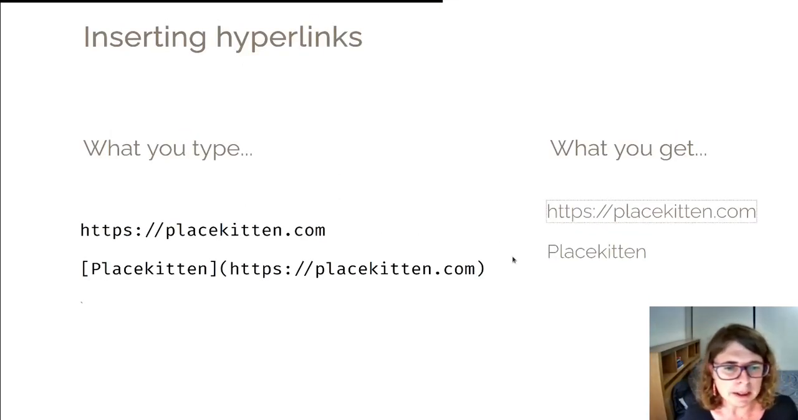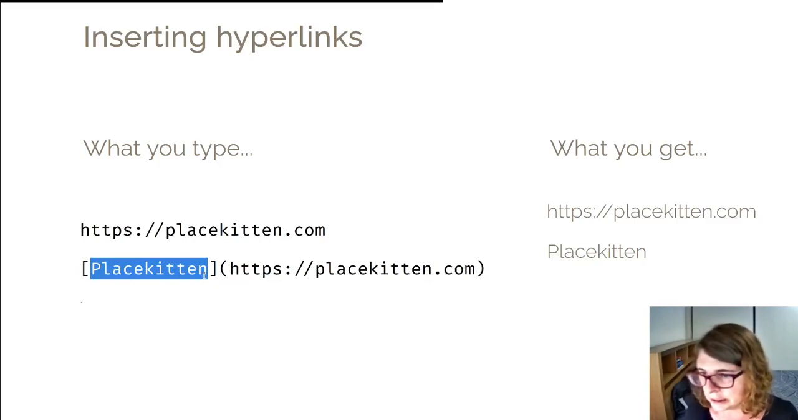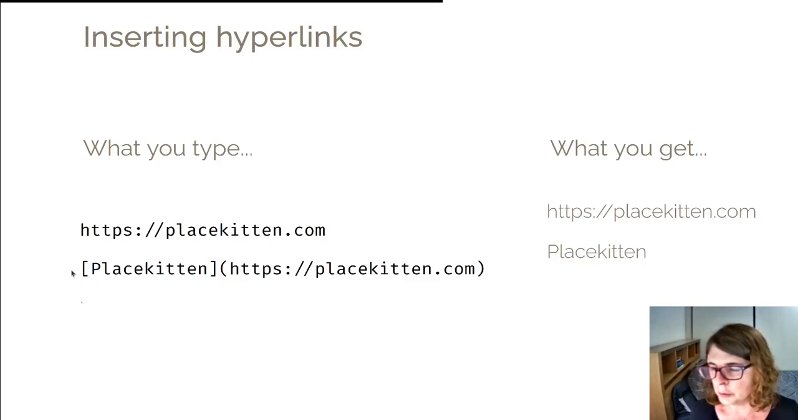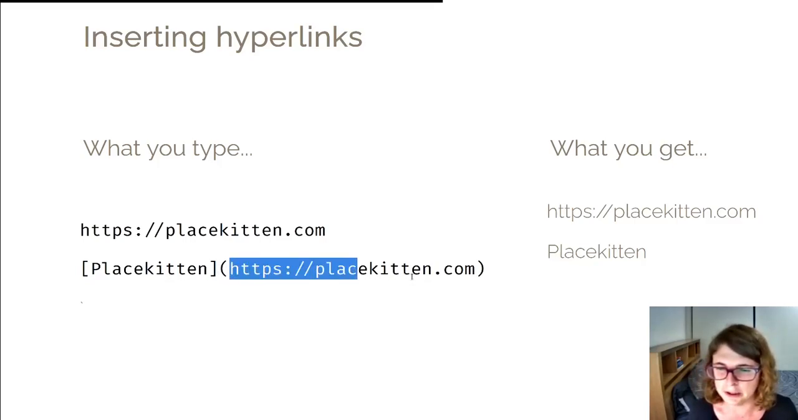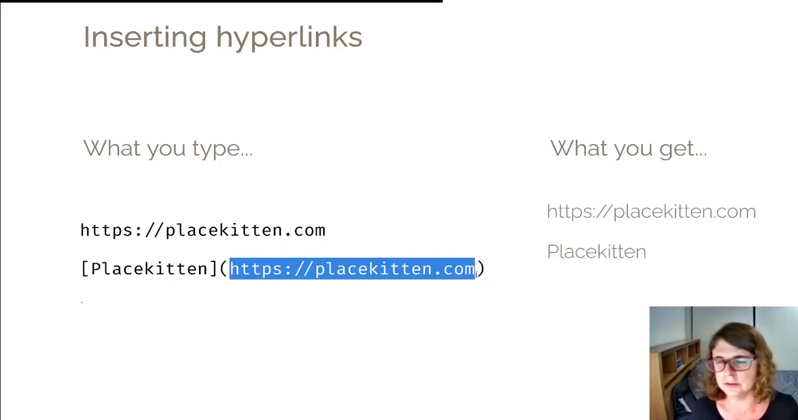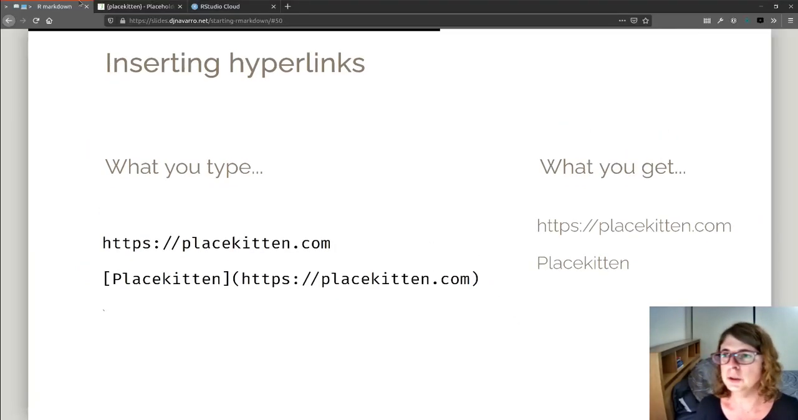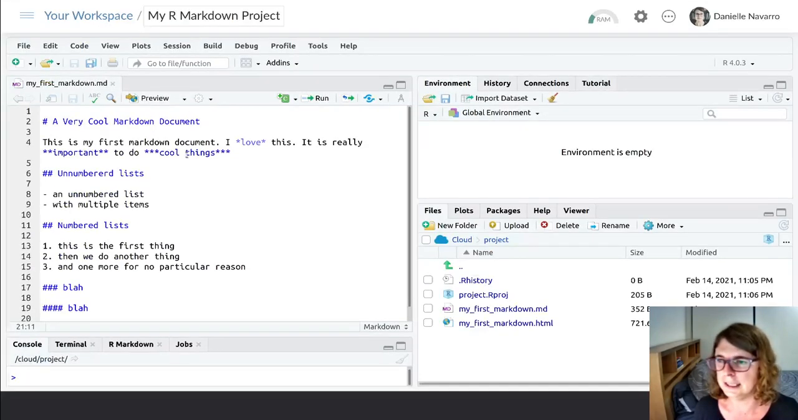Often you might not actually want the raw link to be what's shown on the screen. If you want instead to have your own text show, so maybe the text should just say place kitten, you surround it in square brackets. That's the text you want to be shown, and then in regular parentheses you would include the address itself. Okay, so let's have a go. Let's play around with that.